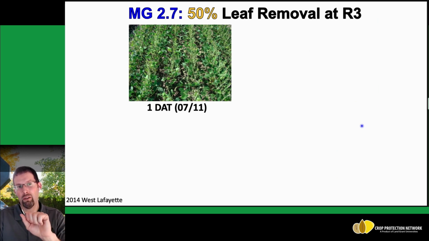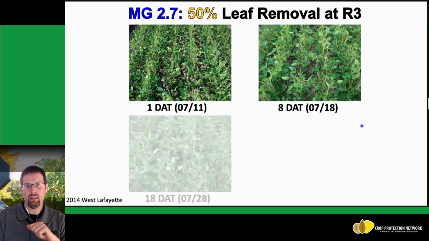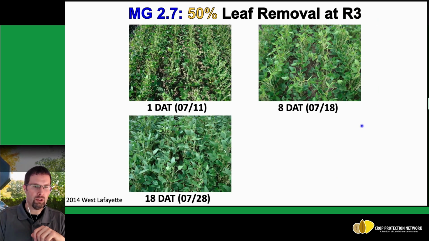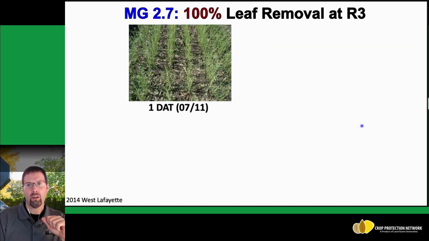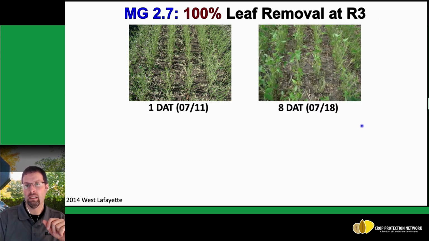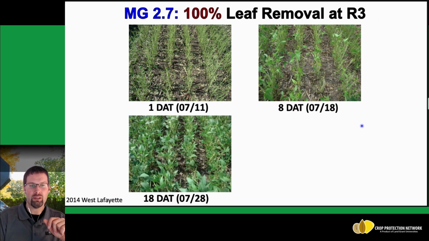Here's what they look like at R3 at 50% defoliation a day after that treatment, 8 days, a little over 2.5 weeks, and then going on. So we've lapped fairly well, probably not fully, but close to it. The R3 version, I've just used maturity group 2.7 as an example. The 3.7 is going to show a similar pattern. So everything's taken off. It's just a stick, just leaves. We didn't do anything with the developing pods. And then you see this recovery just takes time.